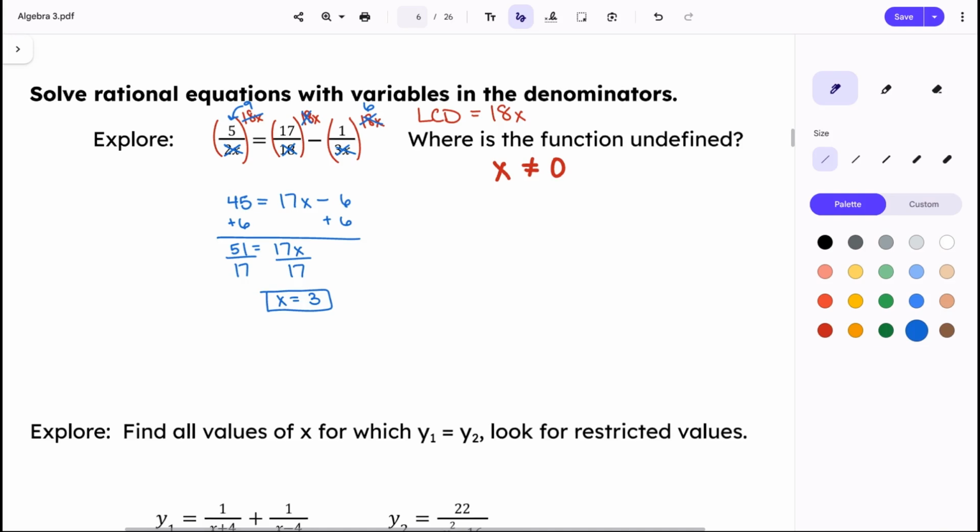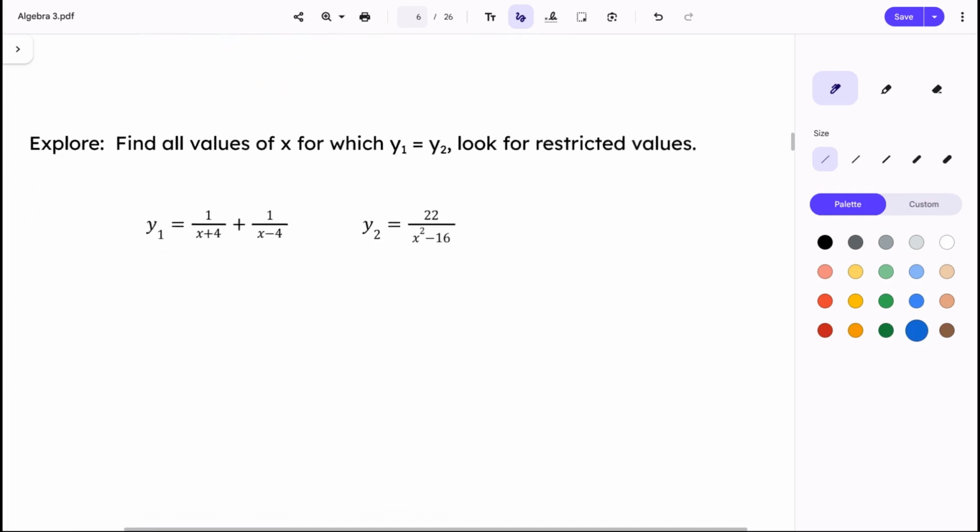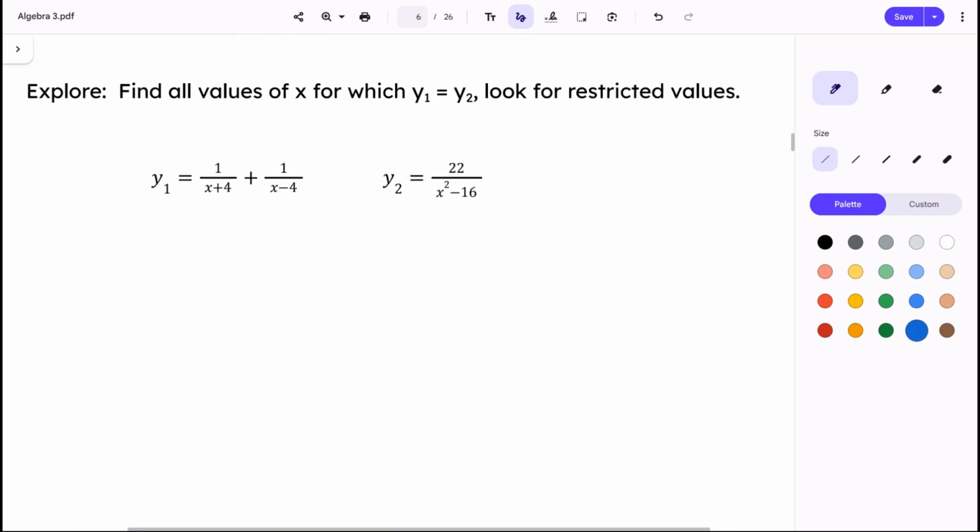Okay. This next one is similar. They want us to use these two separate equations, and they want us to figure out what value of x would allow these two separate equations to be equivalent or equal to each other. And then we also still need to look for those restricted values. What are things that maybe we can't have x be equal to? So instead of them just setting up the equation for us, they have them written out in two different ways. They're saying that y1 is equal to 1 over x plus 4 plus 1 over x minus 4. And then they're saying y2 is equal to 22 over x squared minus 16. So they have them separated.